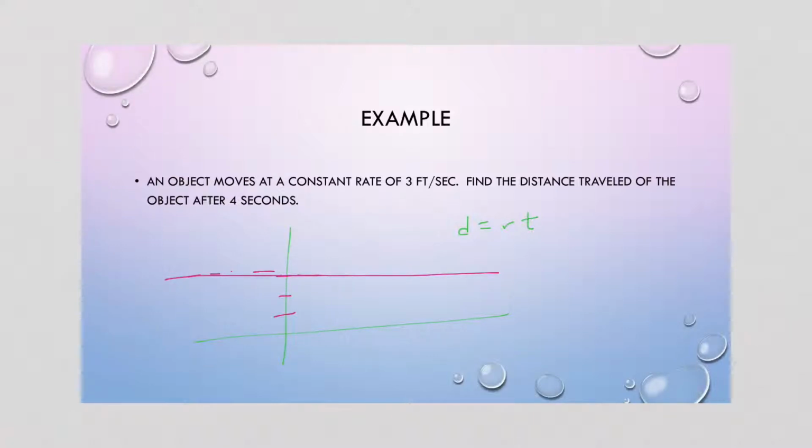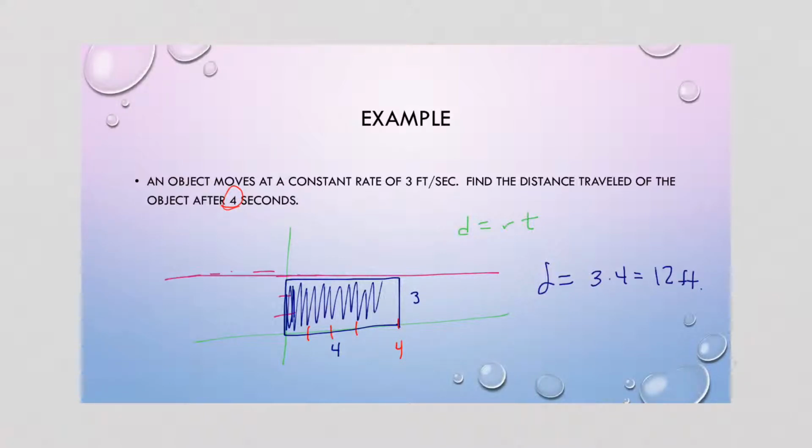Now the question asks, what happens after 4 seconds? So at 4 seconds, I get this nice rectangle. Well, I know that the length of the rectangle is 4. I know that the width is 3. And so I find out that the distance equals 3 times 4, which is 12 feet. So that's how far it traveled. And that gives me the area under the curve. And I can do that for any size rectangle, any size function.